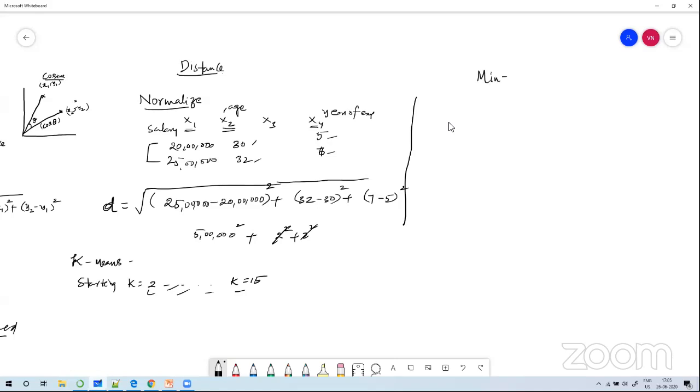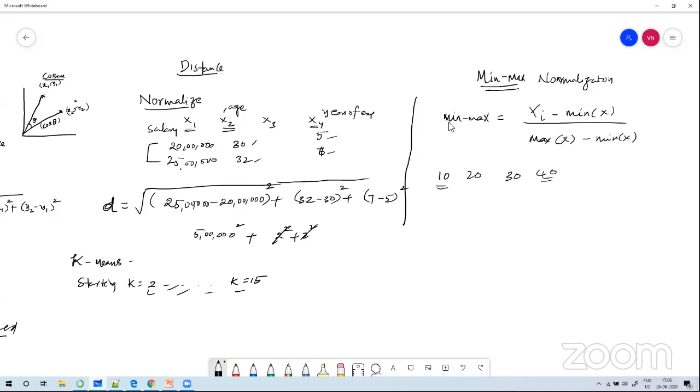There are many types of normalization, but the most popular technique to normalize the data is min-max normalization. Let's see how min-max normalization works. The min-max value is xi minus minimum of x, divided by maximum of x minus minimum of x. Let's say we have values like 10, 20, 30, 40. Minimum value is 10, maximum value is 40. For 10, it is 10 minus 10 divided by 40 minus 10, which is 0.